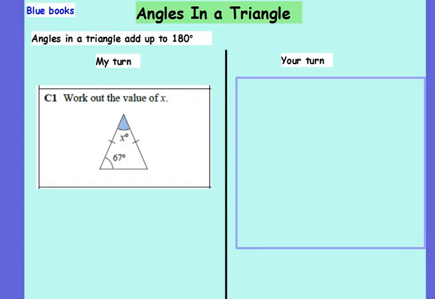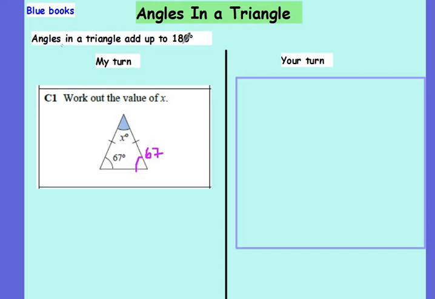Okay, dark blue books. I've now got a different type of triangle. What do we call this type of triangle, Darcy? An isosceles triangle, exactly. I've got 2 sides that are exactly the same length. I want to work out what x is. What else do we know about an isosceles triangle, Dejan? The bottom 2 angles are going to be the same, so this angle here is also equal to 67.